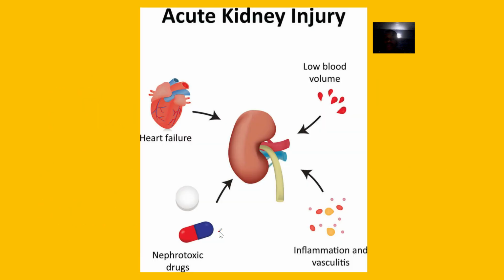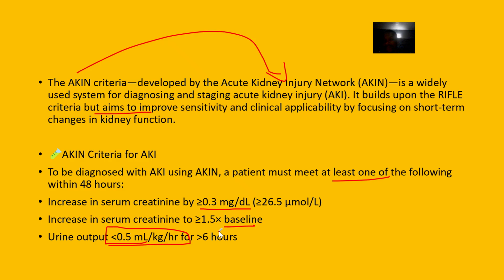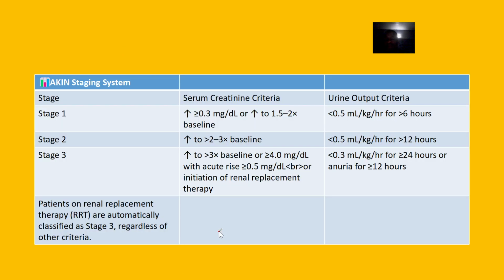Okay, so now looking at the staging system properly, I told you guys that this image summarizes it in case you want to look at the AKIN criteria and the RIFLE criteria and compare them. But let's just talk about the AKIN criteria now. For the AKIN criteria, what I want you to do for me is to pause this video and observe the serum creatinine criteria and also observe the urine output criteria.